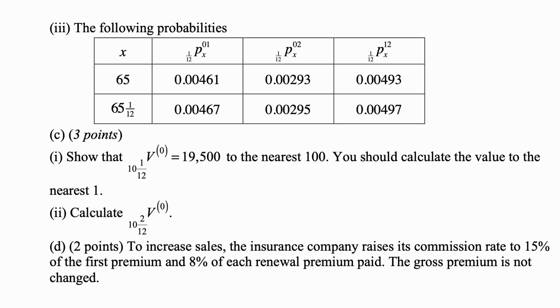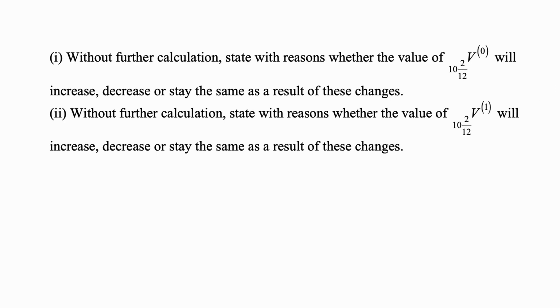Now part D of this question. To increase sales, the insurance company raises its commission rate to 15% of the first premium and 8% of each renewal premium paid. The gross premium is not changed. Without a further calculation, state with reasons whether the value of reserve at time 10 and 2/12 for state 0 will increase, decrease, or stay the same as a result of these changes.